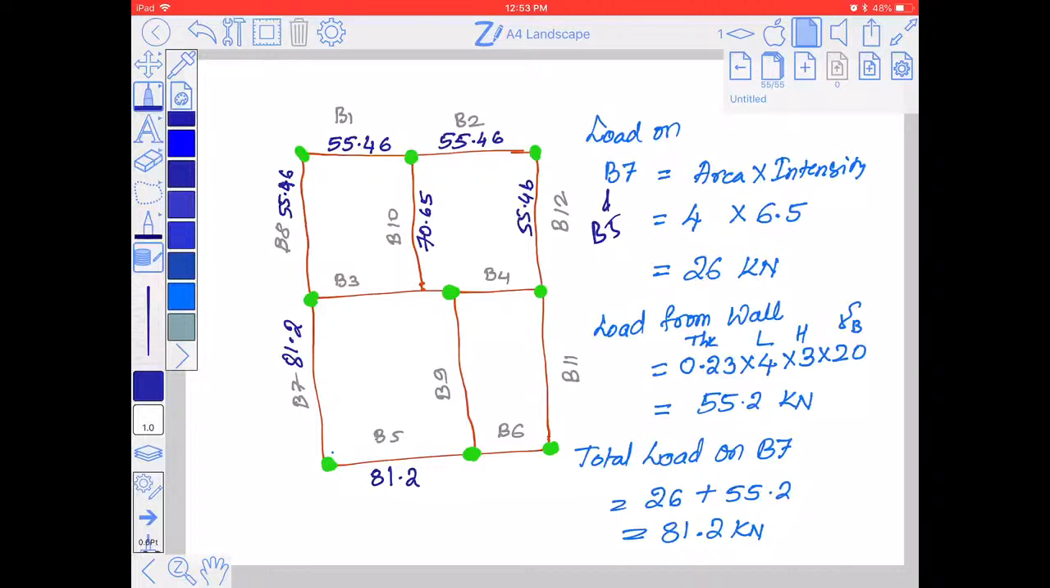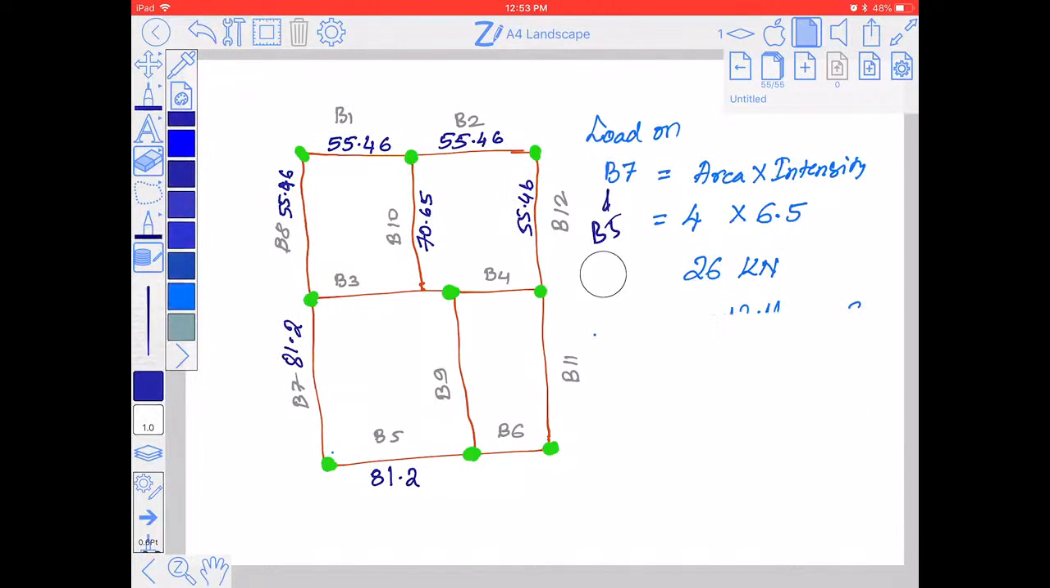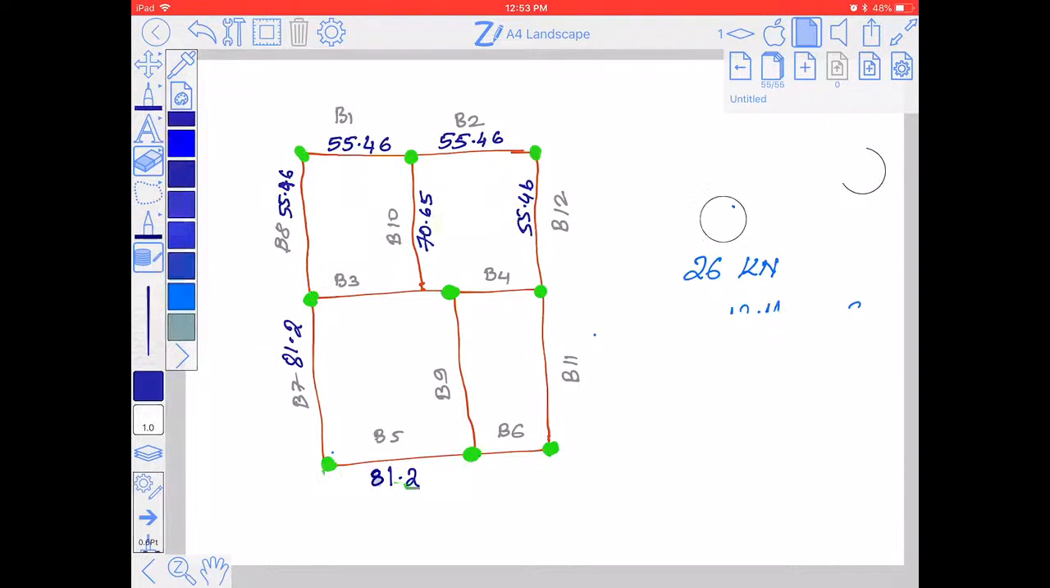Next, I need to find out load on B11. First, I'll find out the outer beams load on B11. I think it is clear now, load on B7 and B5. So now I'll switch to load on B9. Sorry, B11. Before B9, I'll be going to load on B11.